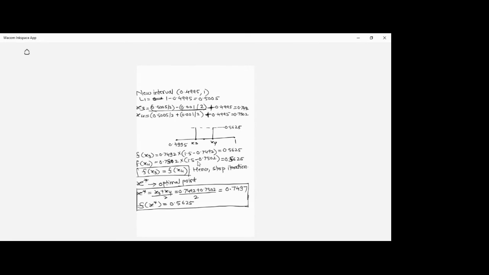So the point which is going to give the maximum value for the function x into bracket 1.5 minus x in the interval 0 to 1 is the point 0.7497, and the functional value across this is 0.5625. Right? So in 0 to 1 you put any value, you are not going to get a value greater than 0.5625, right?